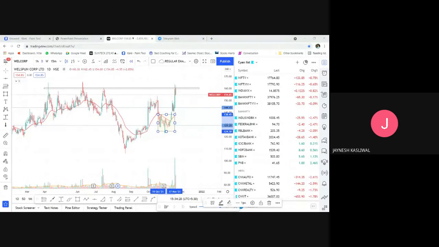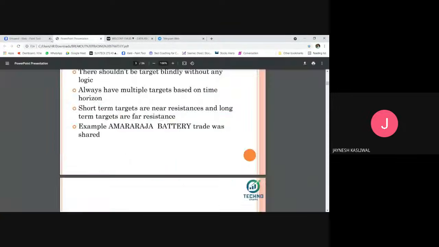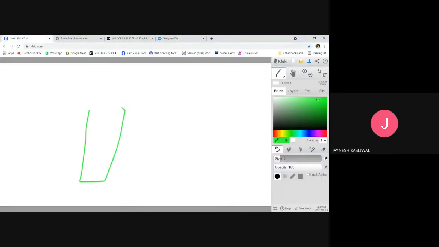So it is not advisable to enter into a stock if it has moved more than 4 to 5% in a single day. मतलब क्या? अगर स्टॉक का मूवमेंट 4-5% हो चुका है ऑलरेडी, तो इसमें एंटर करना इज नॉट गुड, बिकॉज यू रिस्क टू रिवॉर्ड इज नॉट फेवरेबल. सिंपल.